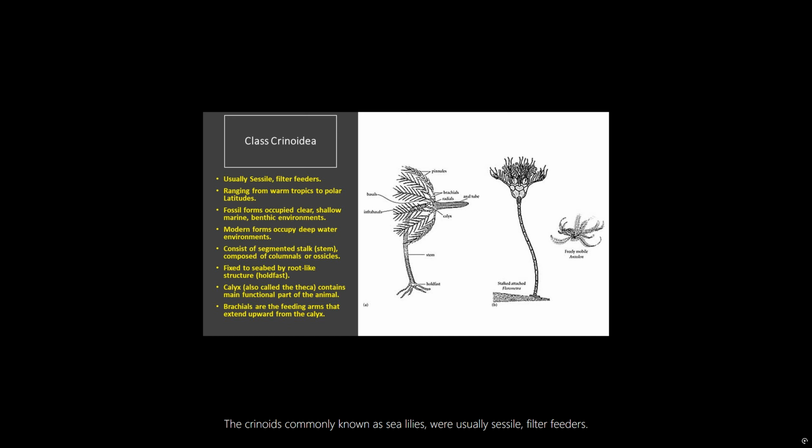The crinoids, commonly known as sea lilies, were usually sessile filter feeders. The fossil forms occupied clear, shallow marine benthic environments, but modern forms occupied deep water environments. Their bodies consist of a segmented stalk. They are fixed to the seabed by a root-like structure called a holdfast, a calyx that contains the main functional parts of the animal, and brachioles, which are the feeding arms that extend upward away from the calyx. The illustration shows the body forms of both sessile crinoids and freely mobile crinoids.